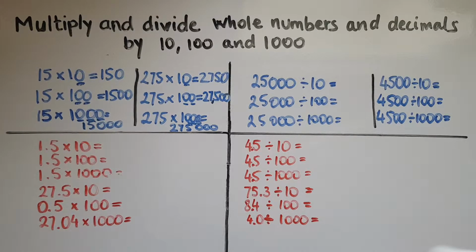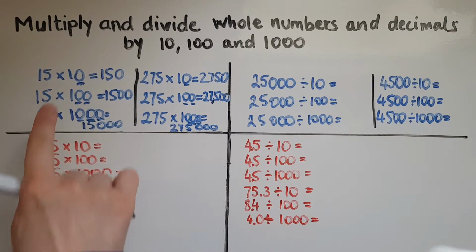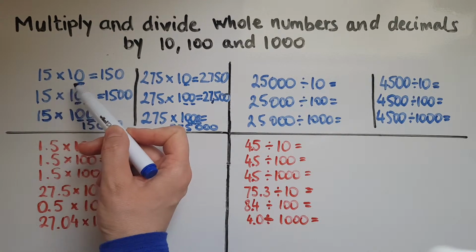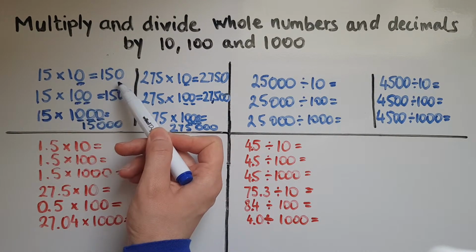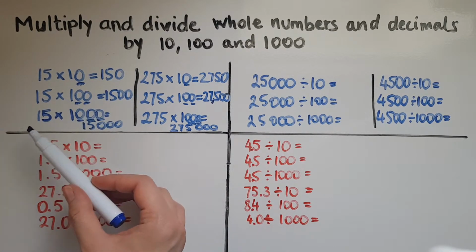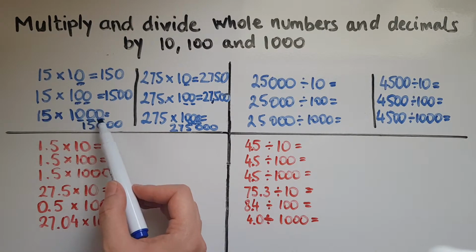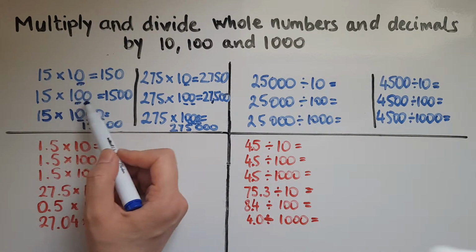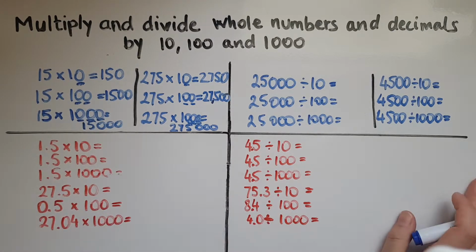So to summarize, when we multiply whole numbers, this is 15, 275, 27,000, so it's a whole number, not a decimal. Then, if we're multiplying it by 10, we add a 0 at the end. If we're multiplying by 100, we add 2 zeros. If we're multiplying it by 1,000, we add 3 zeros. So underline the zeros in the number you're multiplying it by. Now we'll look at dividing these whole numbers.